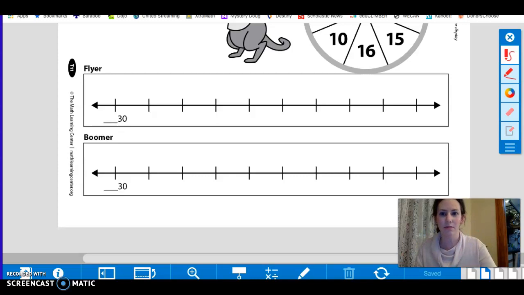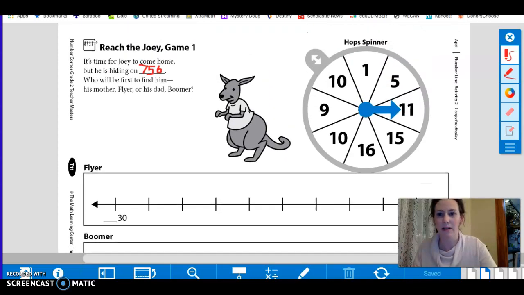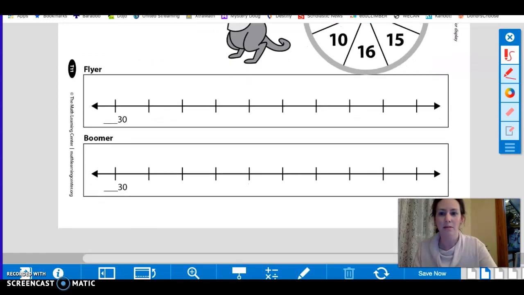And since we rolled the number 756, each one of these number lines for Flyer and Boomer is going to start at 730 and then go up by 10. So 740, 750, and so on. So I'm going to give you some time. I'm going to pause the video and make sure you make your number line. 10 tick marks on each number line, one for Flyer and one for Boomer, and go.